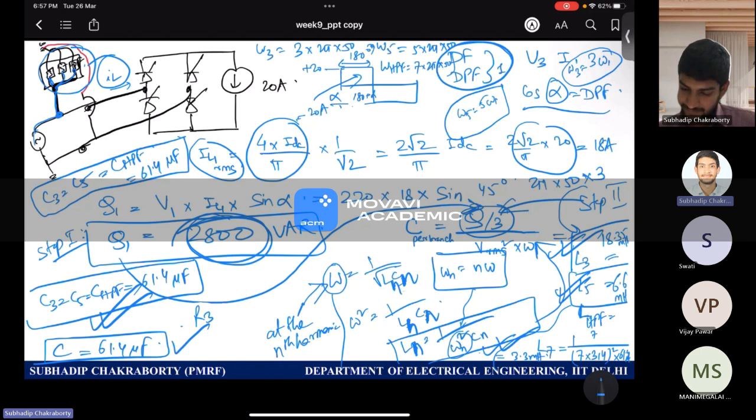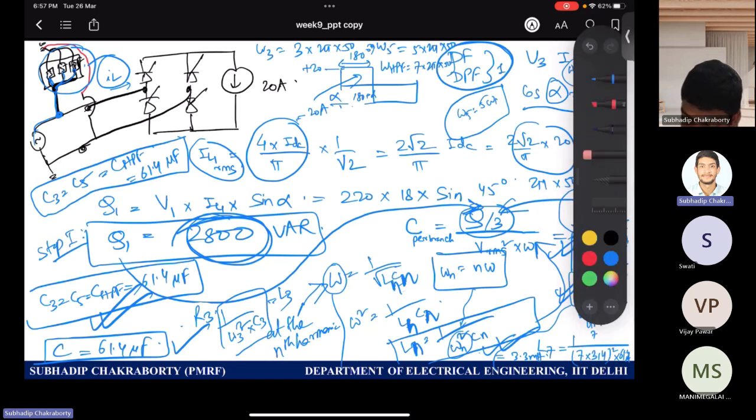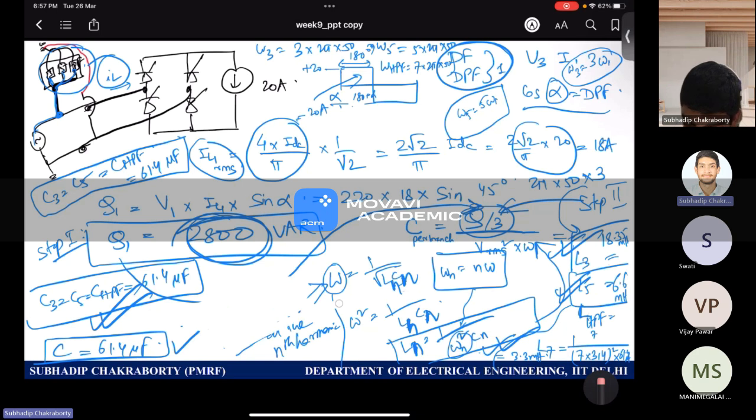Millihenry. Okay. You calculate, okay. 1 by omega 3 square into C3. Is it? Plug in the values, you will get it. Okay. I have calculated now, I am getting it. So now I am rubbing this portion, okay. Now you want what? The R values, right? So R values, obviously, why you plug in R?